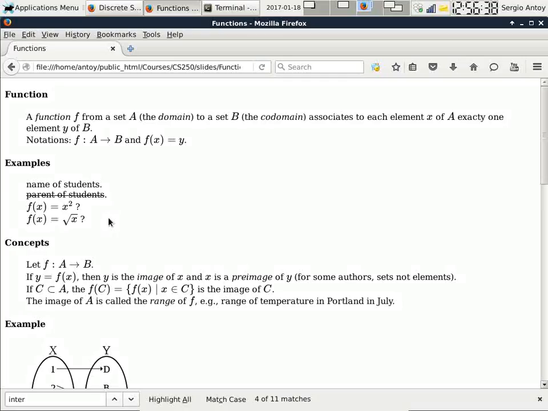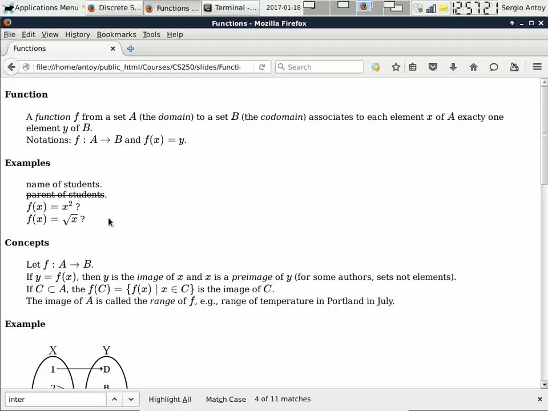If you look at the first line, it says associated to each element x of A, exactly one element of y. Exactly one. No more, no less. If you don't have an element, it's not a function. If you have more than one element, it's not a function. Exactly one. Yes? Does this definition allow multiple elements in A to map to a single element of B? Yes, we are going to see it in a second. So, parent of a student is not a function because we have two parents.